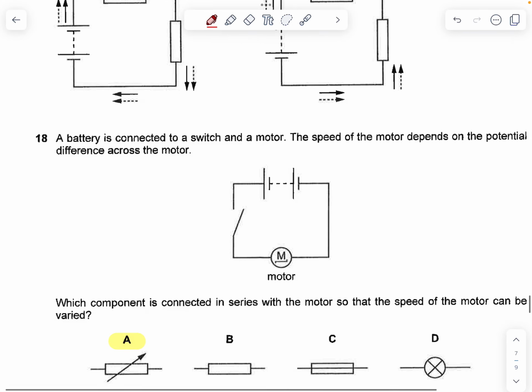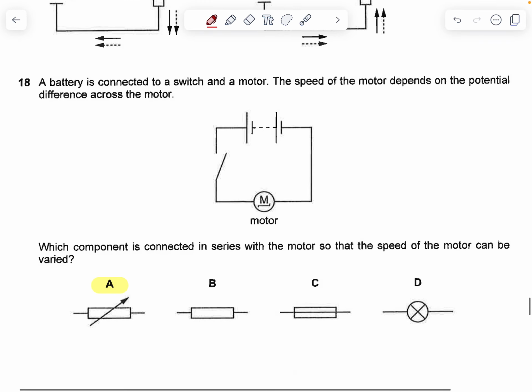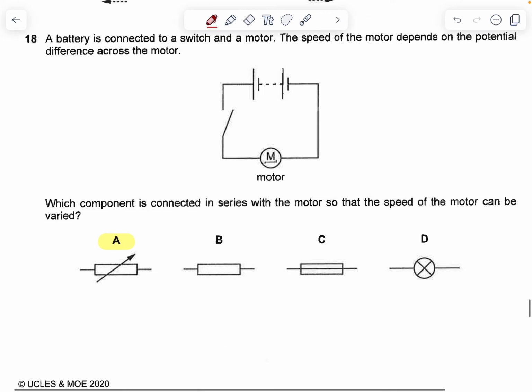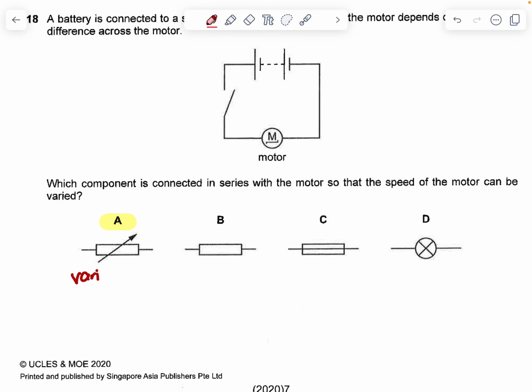Question 18. A battery is connected to a switch and a motor. The speed of the motor depends on the potential difference across the motor. So which component is connected in series with the motor so that the speed of the motor can be varied? So if you want to vary the PD of the motor, what we need is a variable resistor. B is a fixed resistor. C is a fuse. D is a bulb.